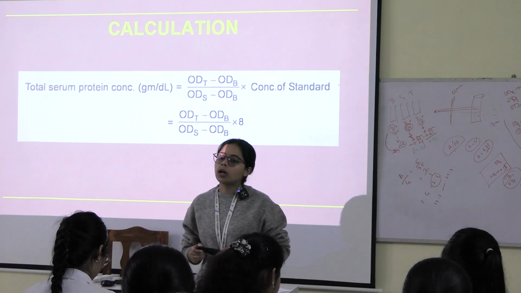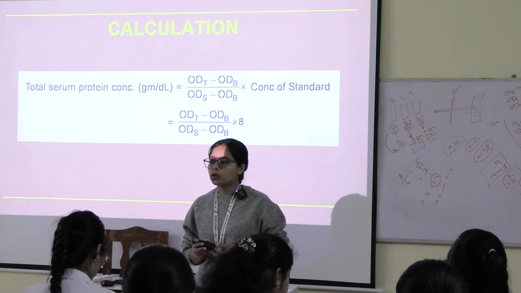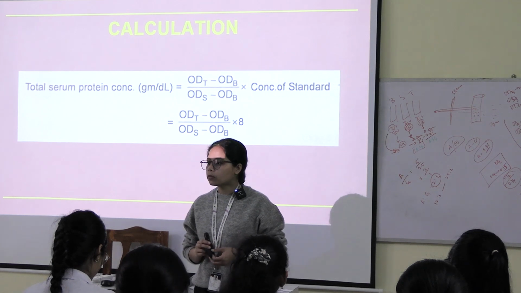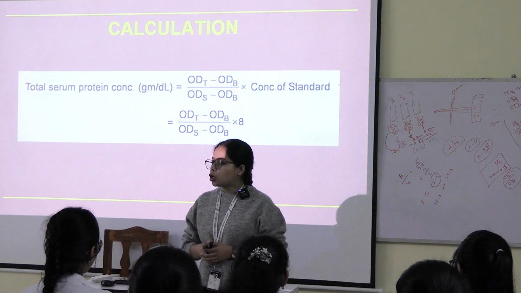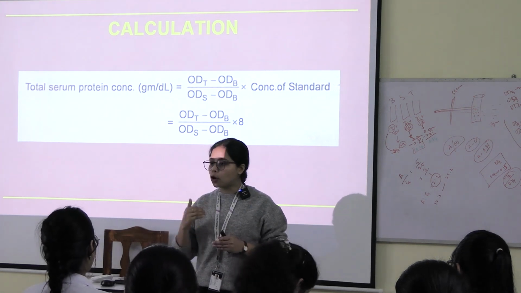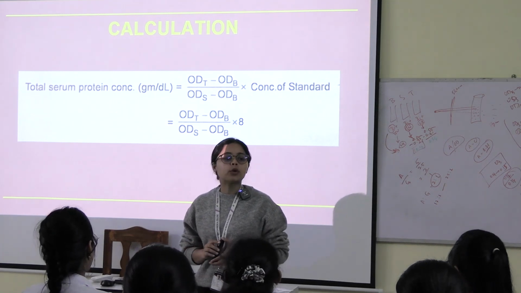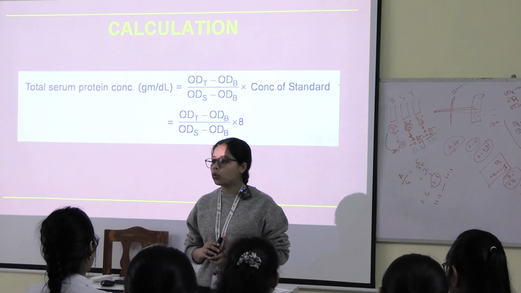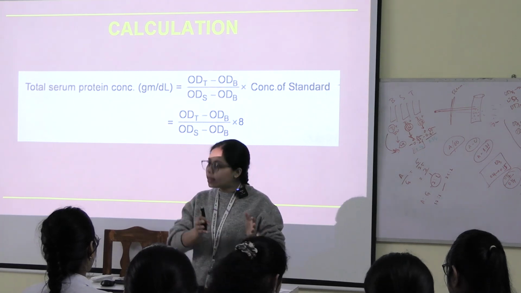But do you know how to do the other one, ODT by ODS into 8? Do you know how to do it? Didn't you do it? Yes. In this procedure, when you are manually subtracting ODB, you are doing it with your manual calculation. But when you are using the other formula, that is ODT by ODS into 8, over there you will subtract the blank with the help of the machine.